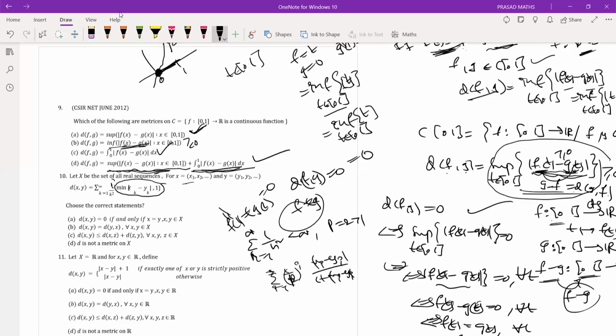This is a metric always, whenever k is positive. We have done it yesterday. Whenever k is positive, this is always a metric. Minimum, maximum time. Not maximum. Maximum is not a metric. Only minimum is a metric.